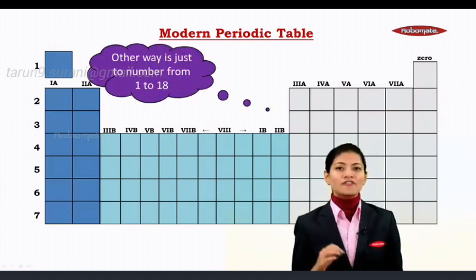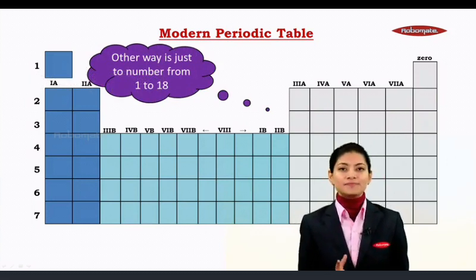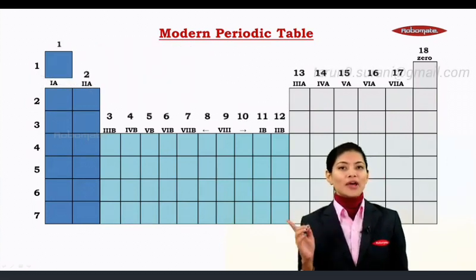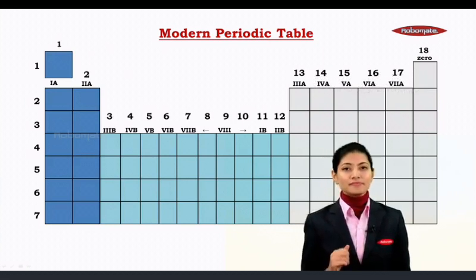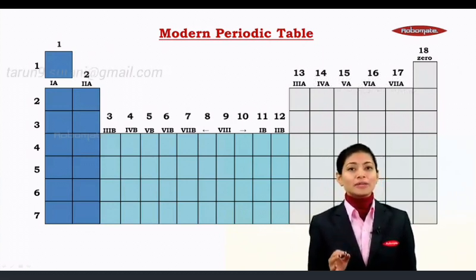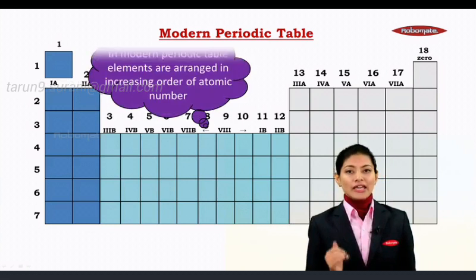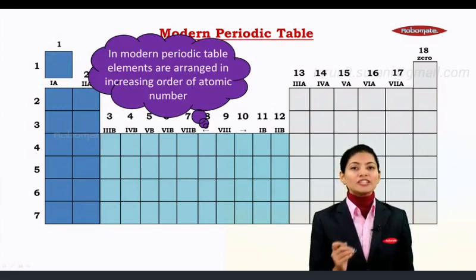The second method of numbering the columns is quite simple. The groups are labeled from number 1 up till number 18. So this was just about labeling the periods and the groups. Hence on, we are also going to fill the elements.